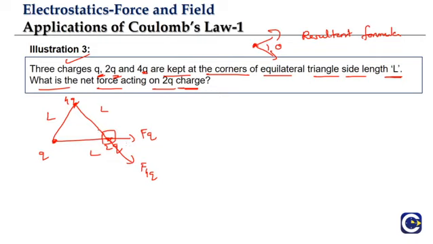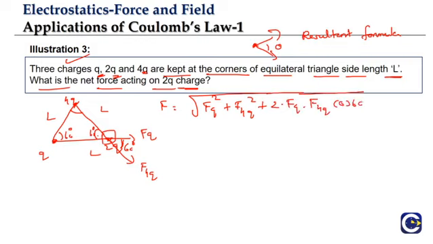If you see, since it is an equilateral triangle all angles are 60, this angle is 60, so this angle also will be 60. So we have the force because of q and the force because of 4q in directions where the angle between them happens to be 60 degrees. So the resultant force will be given by root of force because of q square, force because of 4q square plus 2 into force because of q, force because of 4q into cos theta. So cos theta will be cos 60. This is how we will get the resultant force value.